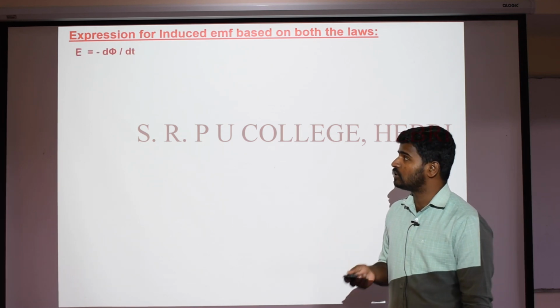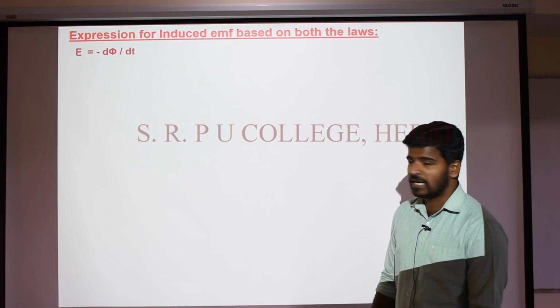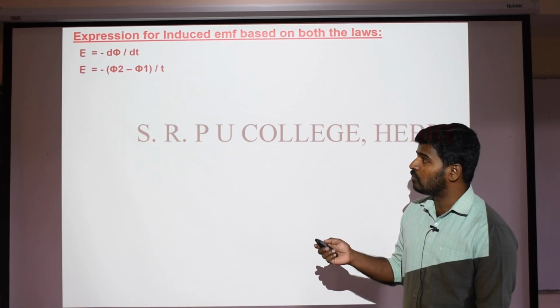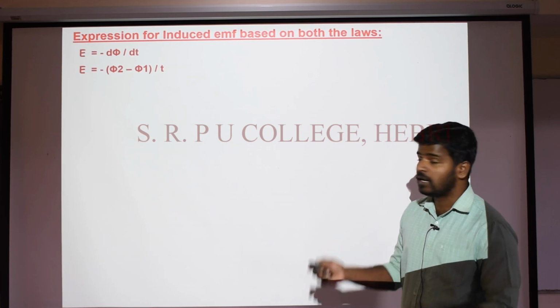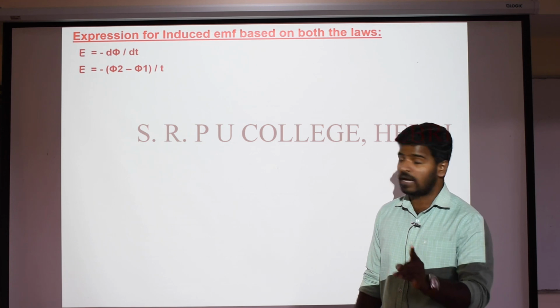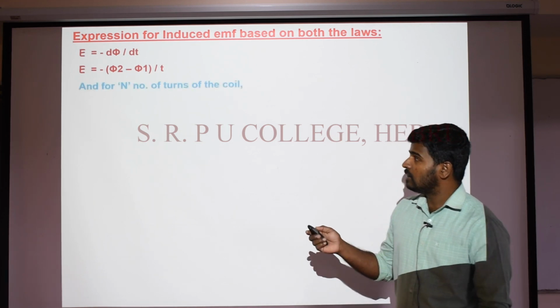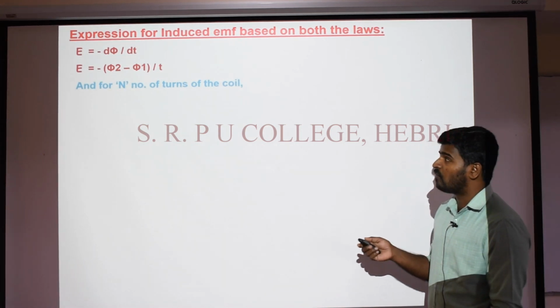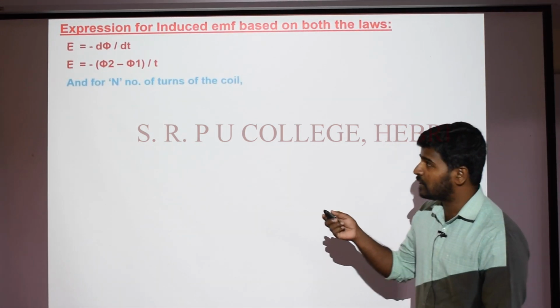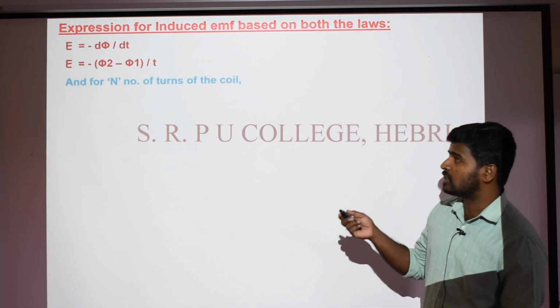In that, the first equation: EMF E is equal to minus d phi divided by dt. In the next step, d phi refers to the change in magnetic flux, which is expressed as phi 2 minus phi 1, divided by t, and for n number of turns of the same coil. See here, the first equation we have written is based on both laws: E is equal to minus d phi by dt.